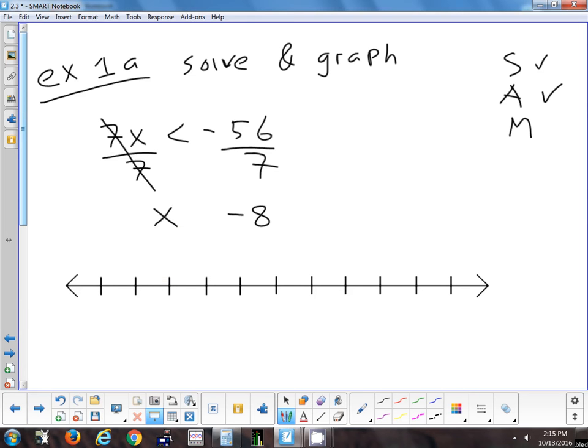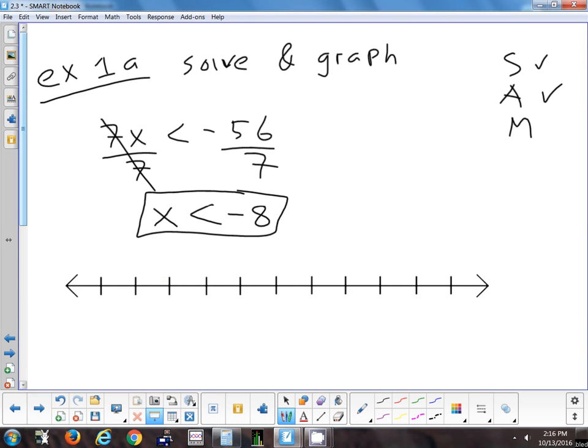What did I divide both sides by? A positive 7. So even though there's a negative on the other side, I don't care about that negative. I didn't divide by negative 56. I divided each side by positive 7. So when you divide by a positive, do you flip it or do you leave it? Leave it. If you divide by a positive, leave it the way it is. And that's the answer. So we solved it.